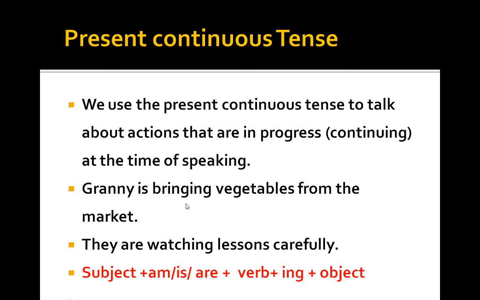So look at this example. Granny is bringing vegetables from the market. Here granny is the subject of the given sentence, and look at the verb and the helping verb. Here bring is the main verb, it comes in its ing form, and before that we use the helping verb is. So the arrangement of the given sentence is like this: granny is bringing vegetables from the market.